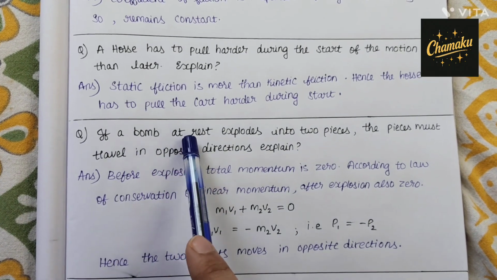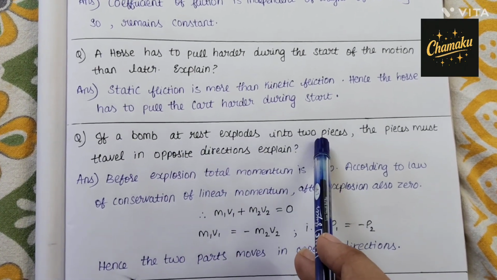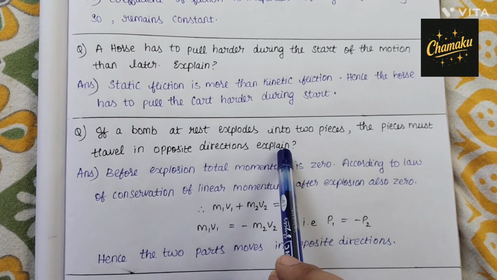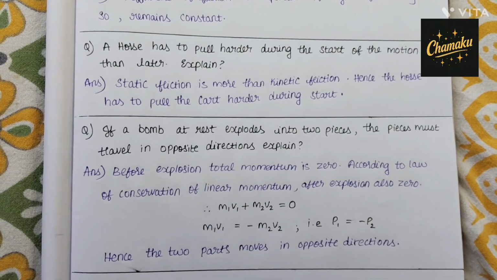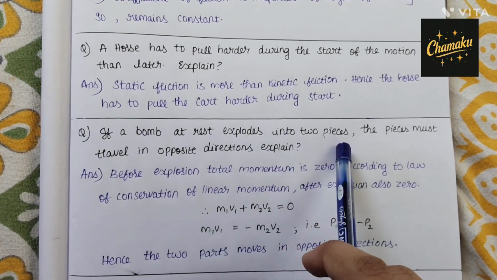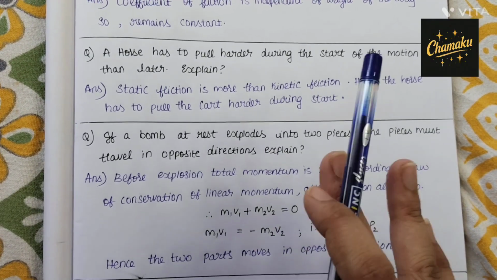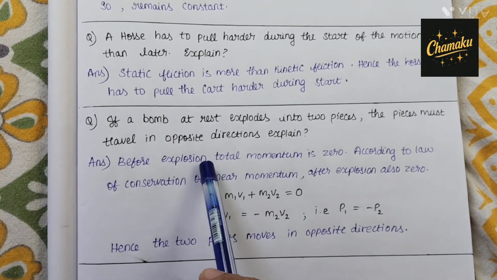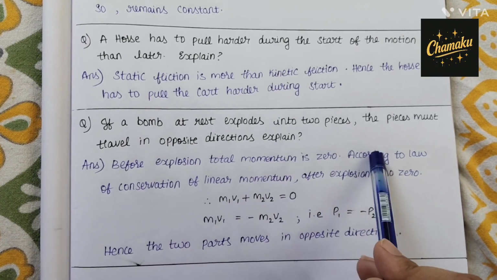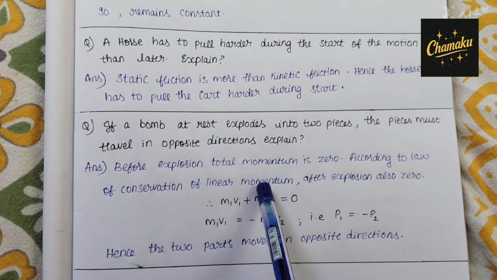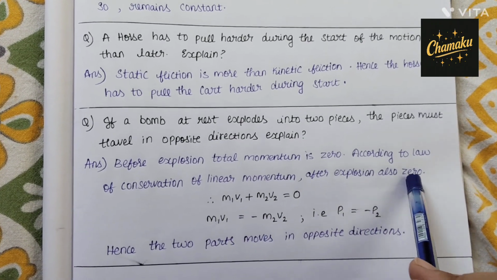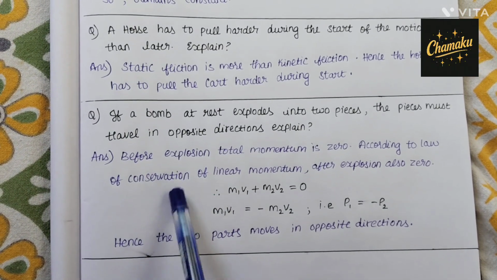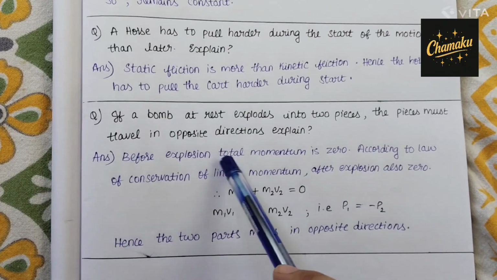If a bomb at rest explodes into 2 pieces, the pieces must travel in opposite directions. Explain. So we must explain it. Before explosion, the total momentum is 0. According to the law of conservation of linear momentum, after explosion it is also 0. These 2 points are very, very important in this question.